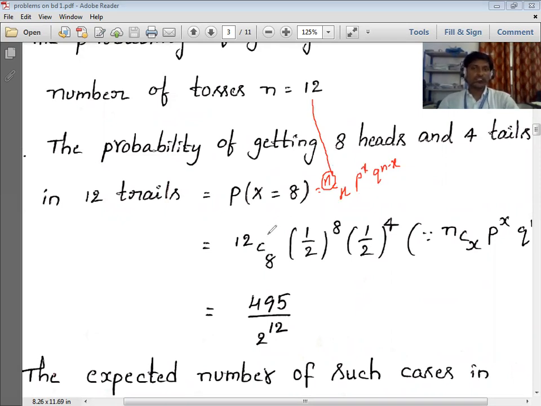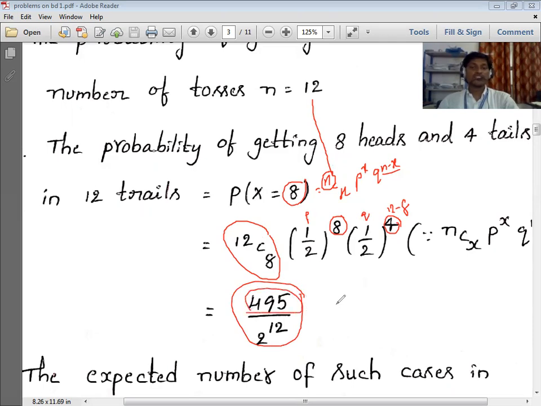So we substituted 12C8, and p is equal to 1 by 2 and q is equal to 1 by 2. x is representing 8, so we substituted 8, and n minus x is 12 minus 8, which is 4. Then we got 495 by 2 power 12. It means 12C8 is equal to 495 by using nCr.